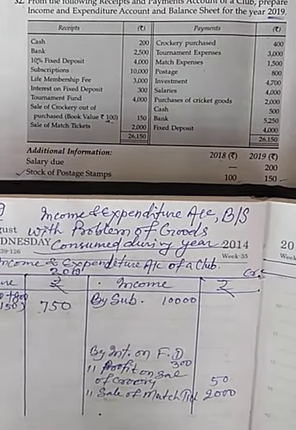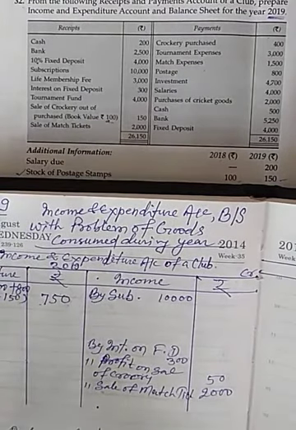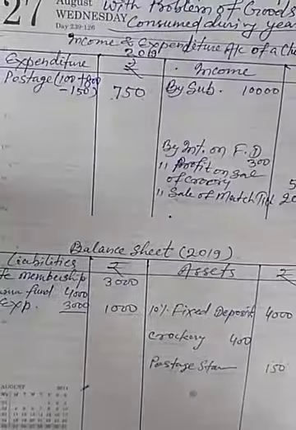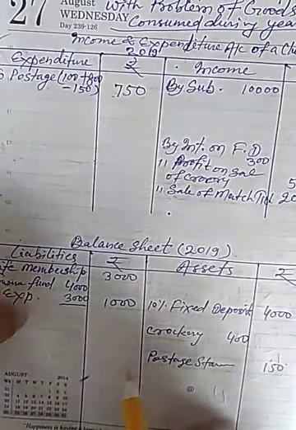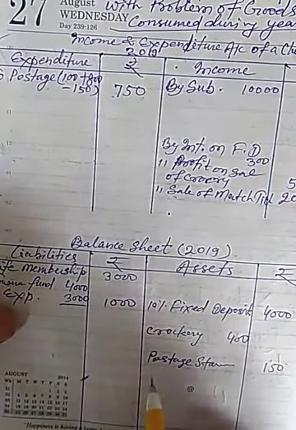Now the next point is given: investment. Investment will be capital expenditure, 4700. I will write it. Investment 4700.